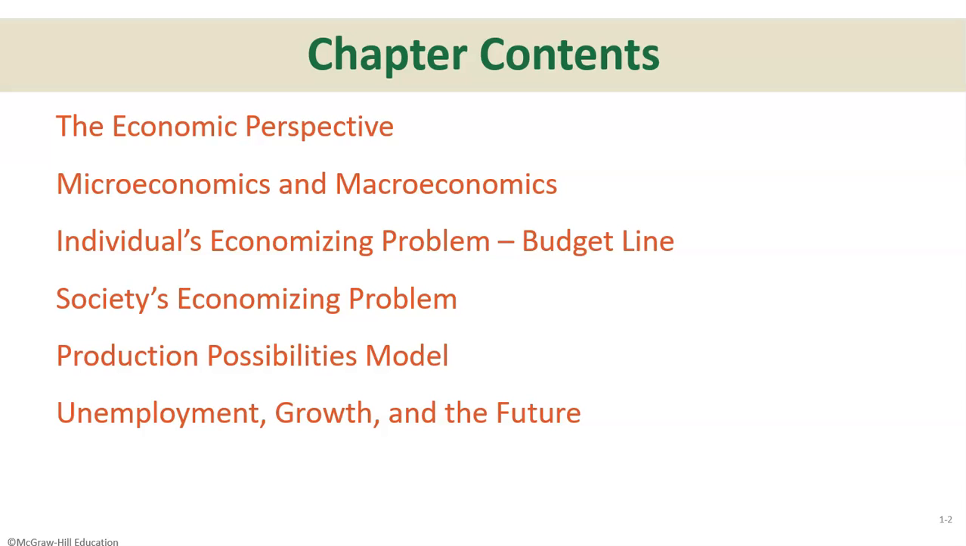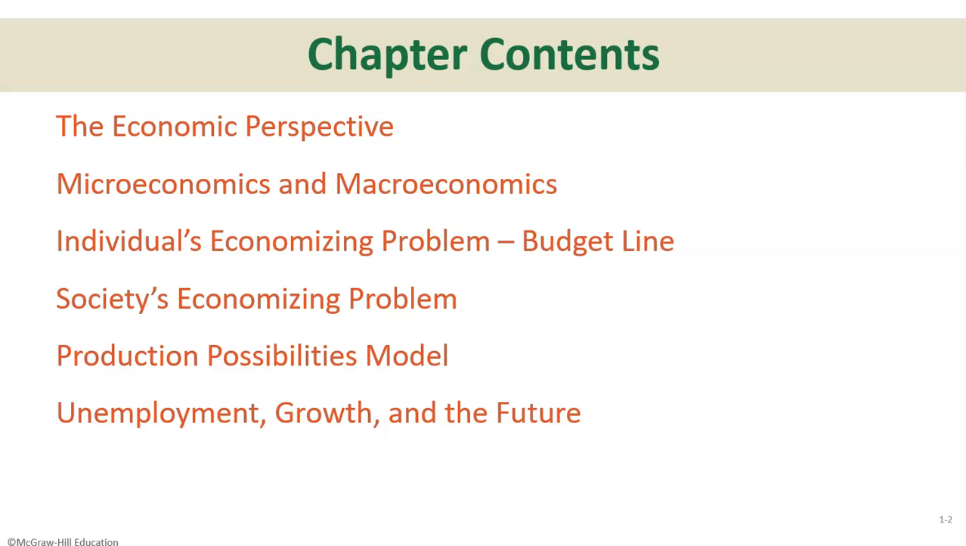And then the main part of this chapter is looking at what we call the economizing problem. Now, don't get confused because there's actually two ways to look at the economizing problem. They're very similar, but one is the perspective from an individual, one is a perspective from society. And we're also going to be building two models, and the models are just graphs. So the first graph is called the budget line, and that's going to relate to the individual's economizing problem and just help us to understand it a little bit better.